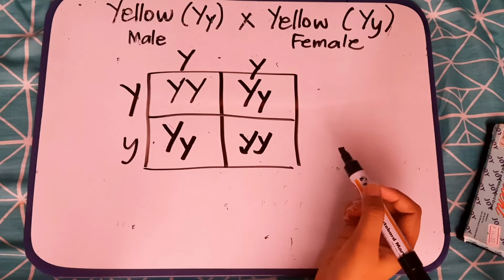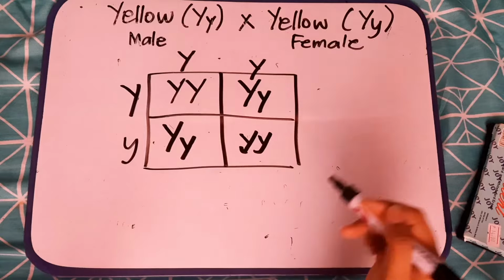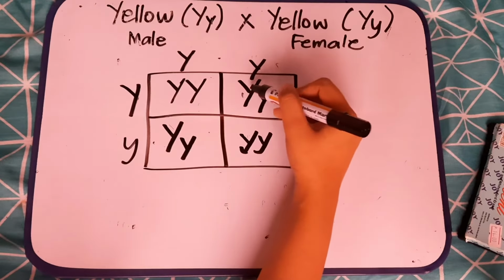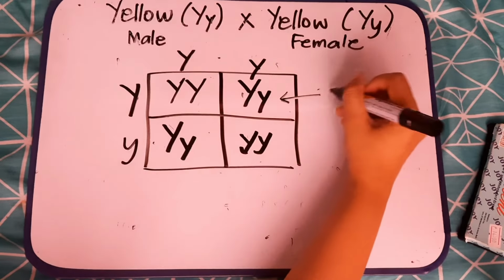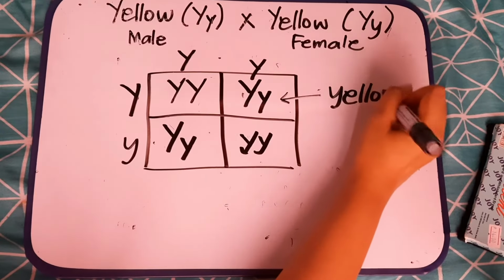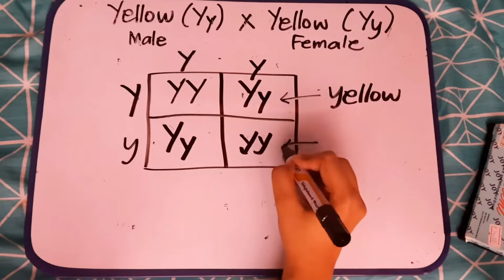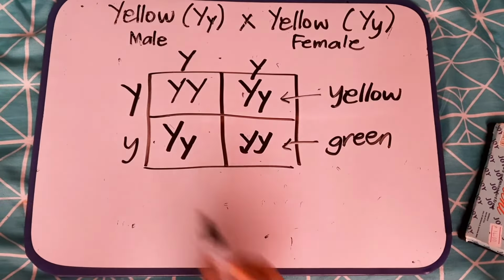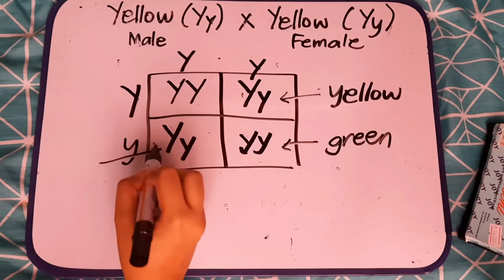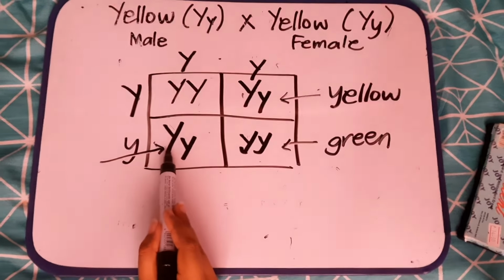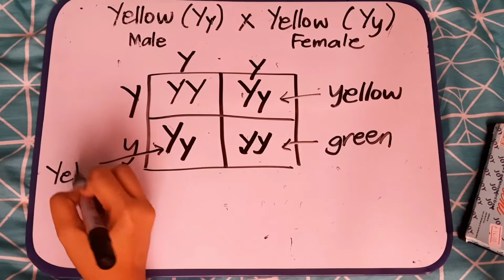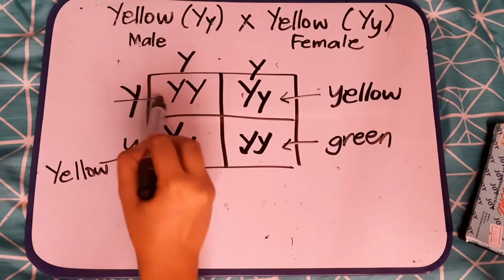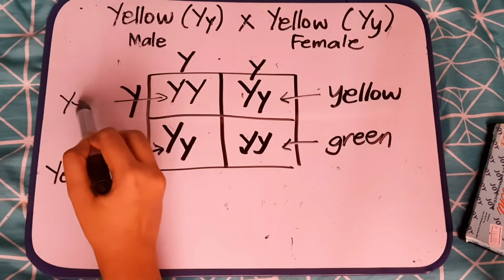Ano naman ngayon ang phenotype ng bawat genotype na yan? This one, since meron tayong dominant, ang phenotype niyan is yellow. And this one, since recessive, this will be green. And this one, since dominant ulit ito, we have here yellow. And this one, parehas siyang dominant, so this will be yellow.